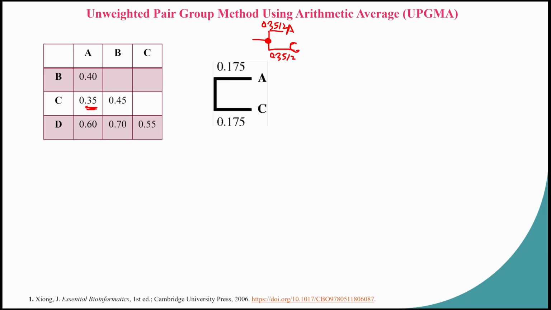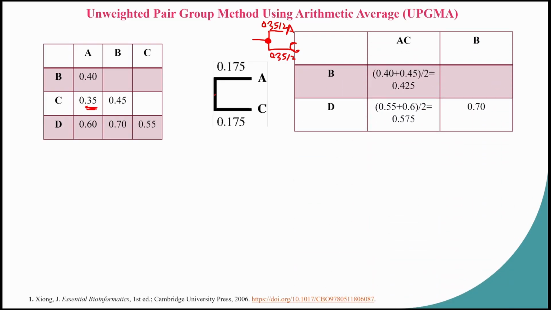So now, since you have a common point, a kind of connection between A and C, you have to consider A and C as an entire composite taxon, right? Like a combined unit, if you think of it in that way. And now, considering that, you have to again recalculate the matrix. So how do you recalculate the matrix?